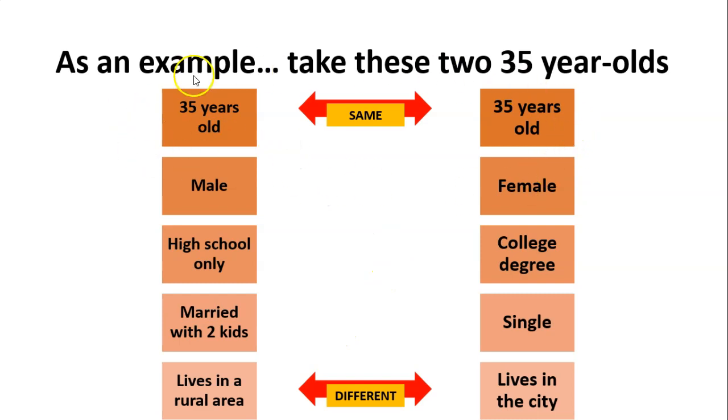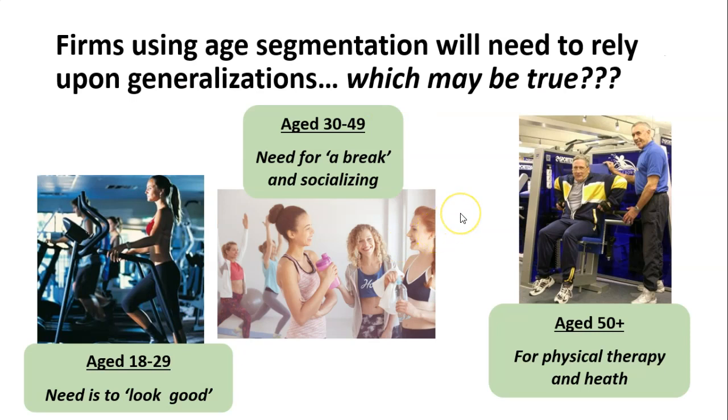If I rely on age only, I'm going to miss all this detail. And there could be a bunch of things under here, psychographics, behaviors, etc. These people, just because they're the same age, have very little in common. Okay, so if we use age segmentation, essentially what we're doing is we're relying upon a generalization, which may or may not be true. So here's an example for a fitness center or a gym.